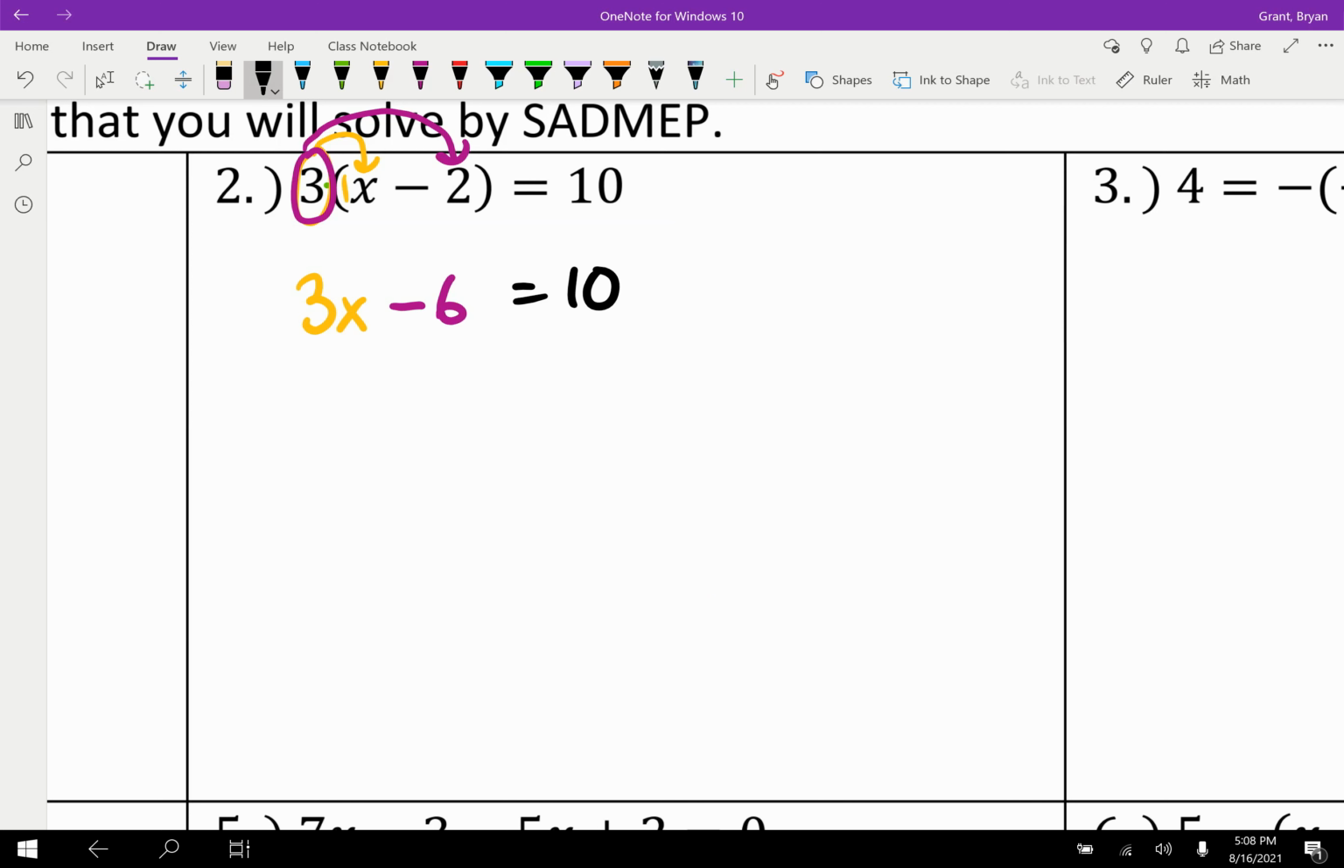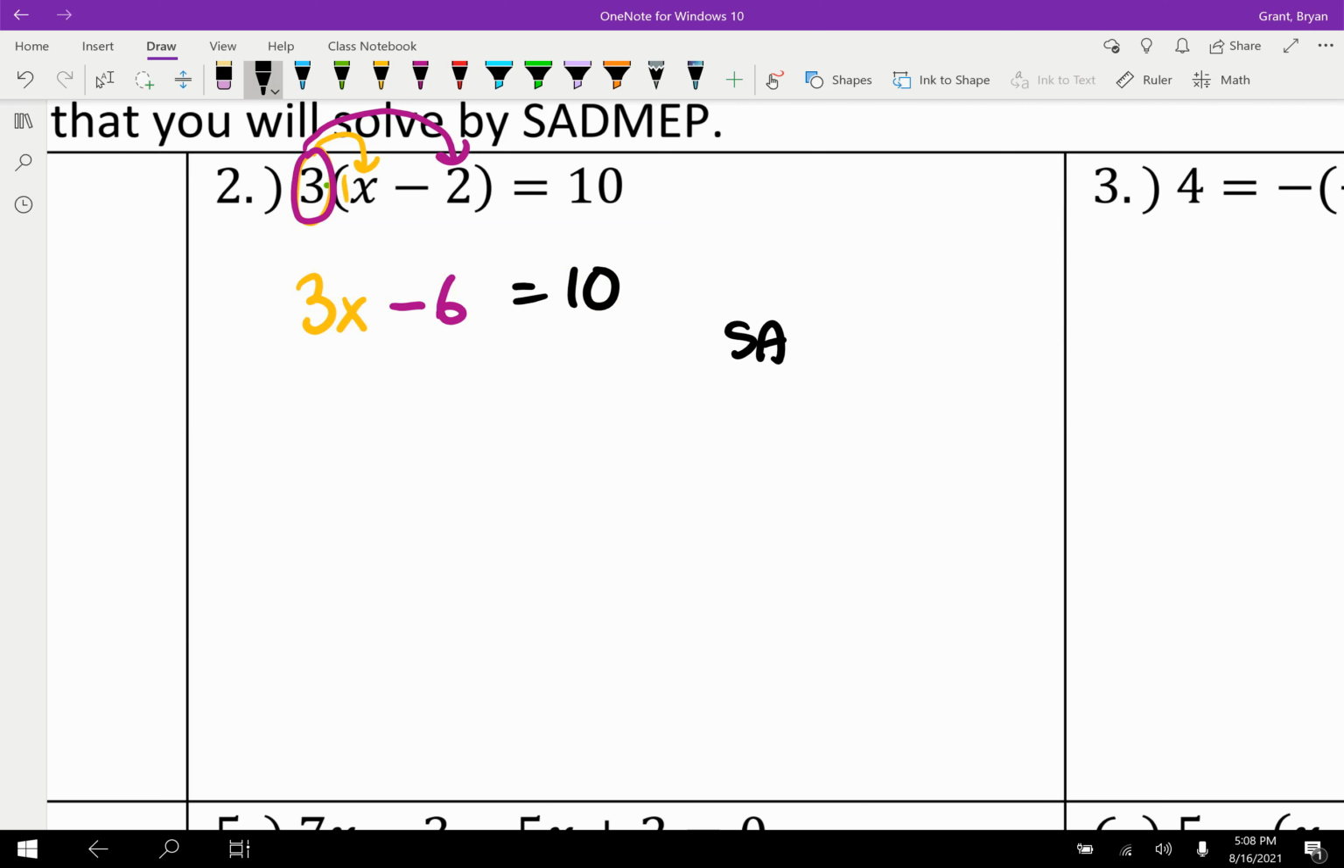All right, we've undone distributive property. Now we look to combine like terms. Do you see any like terms on the right side? Oh no, it's just 10. Any like terms on the left side? No, the 3 has an x attached to it. The 6 doesn't. They are not like terms. So we're on to that SADMAP part.